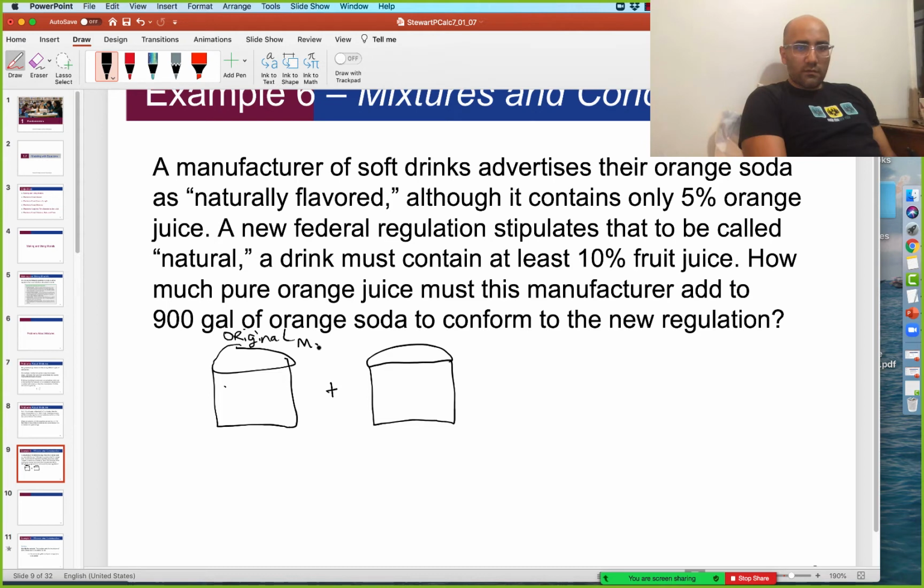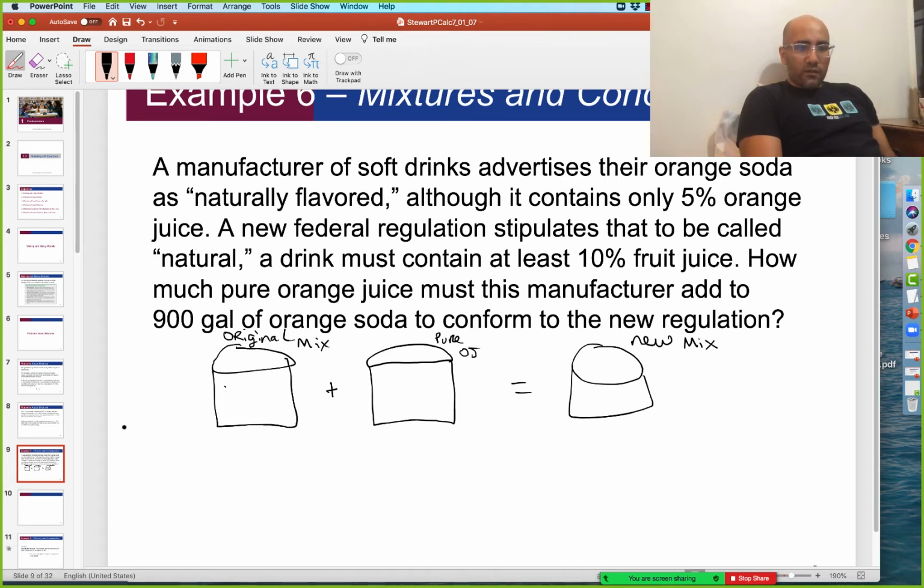Original mix. And this is going to be pure orange juice. Pure OJ. And then when I bring them together, oh, that's really ugly. This is going to be my new mix. Okay, now let's keep track of the volume.